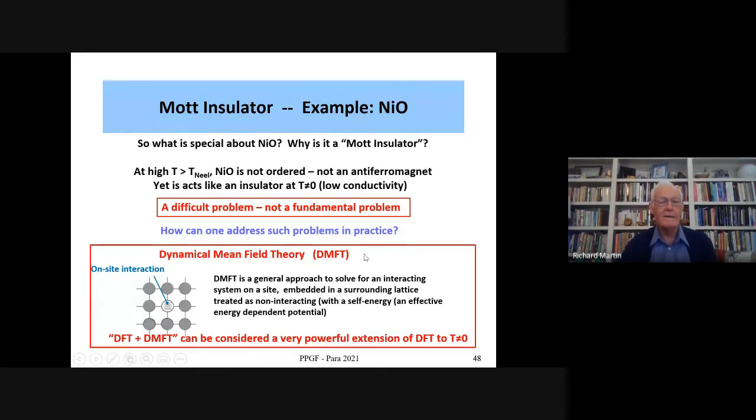But it's the idea of what you do if you see something that you know from basic facts is not a fundamental problem, it's a difficult problem, and proceeding. And now dynamical mean field theory is the kind of thing that's useful in many, many contexts. And if there were time, I love giving further examples.